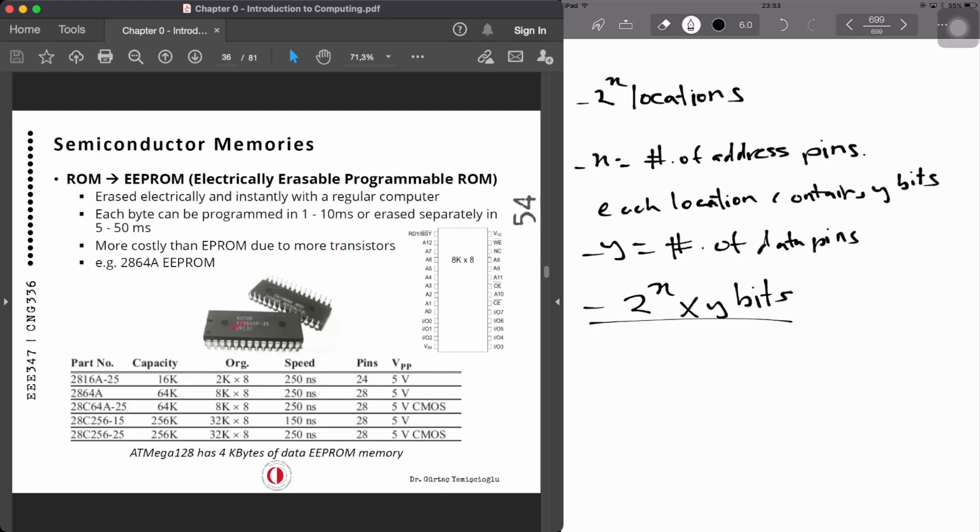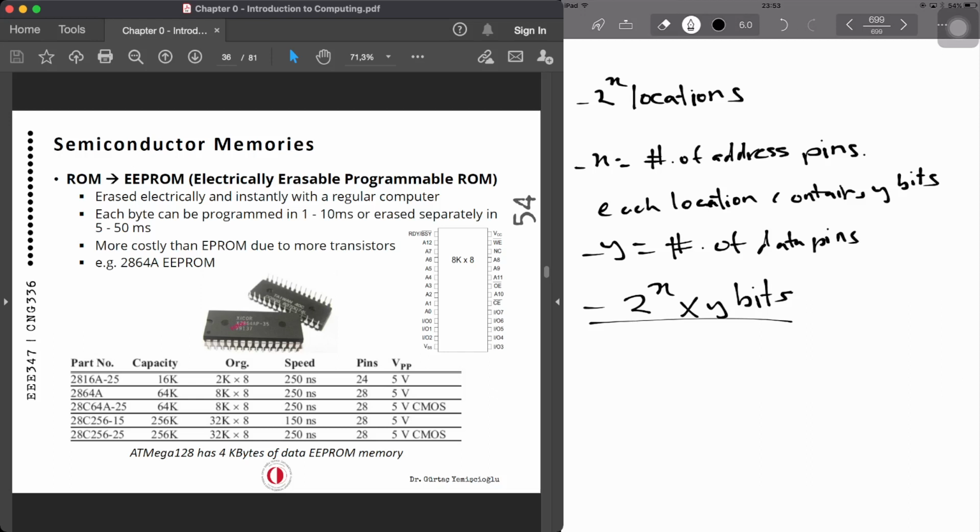Now, another type is electrically erasable programmable ROMs. They are erased electrically and instantly with a regular computer. You can easily program it between 1 to 10 milliseconds or erase separately in 5 to 50 milliseconds. They're costlier than EPROMs, due to the transistors inside, but they're more flexible actually. So we can easily reprogram them.